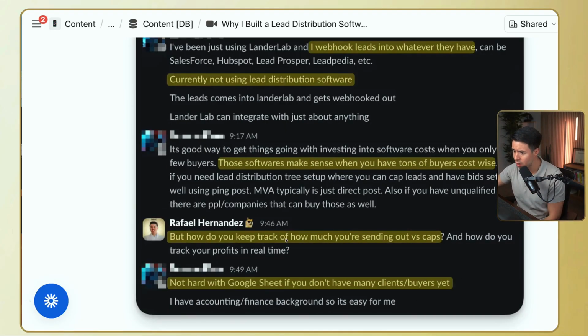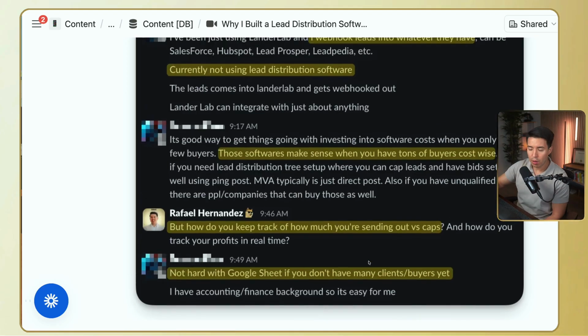And I also ask, how do you keep track of how much you're sending out versus your caps? Not hard with Google Sheet if you don't have many clients or buyers yet, right? You can do that. Set up a Google Sheet. How many leads have they gotten? You can look at your logs in GoHighLevel or whatever, or you send all of those leads to GoHighLevel. We do some of that. And then you have how many leads, you have their total cap, and you have the remaining. So you can do that in a Google Sheet, right? Again, could work. There's a much better solution, which I'll show you at the end of the video.